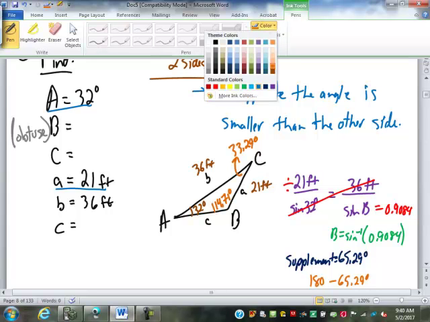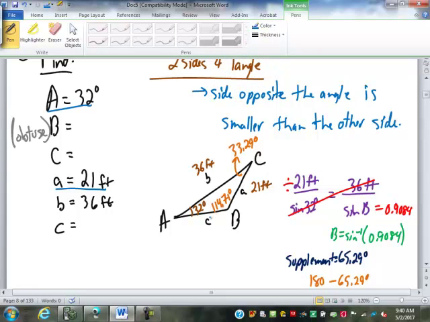So now, all that's left to find is side C. Before I find it, what do I know about its size? Bigger than 21, smaller than 36, right? Because this is 32 degrees, that's 33 degrees. It's got to be slightly bigger than the 21.